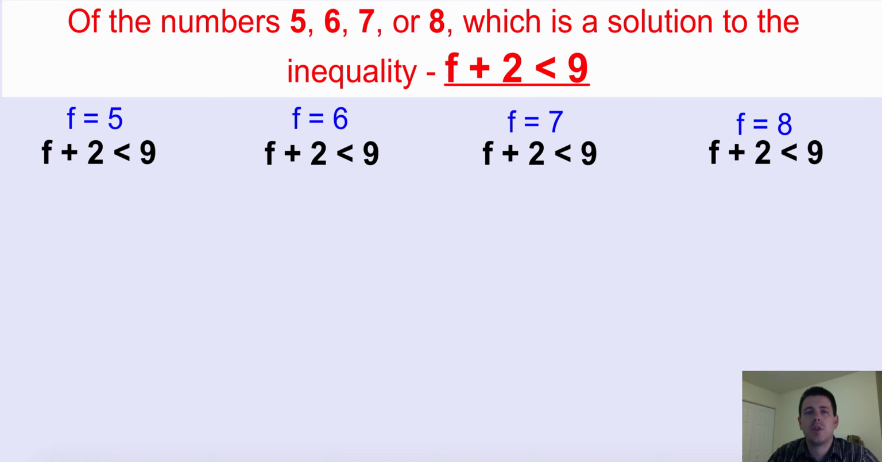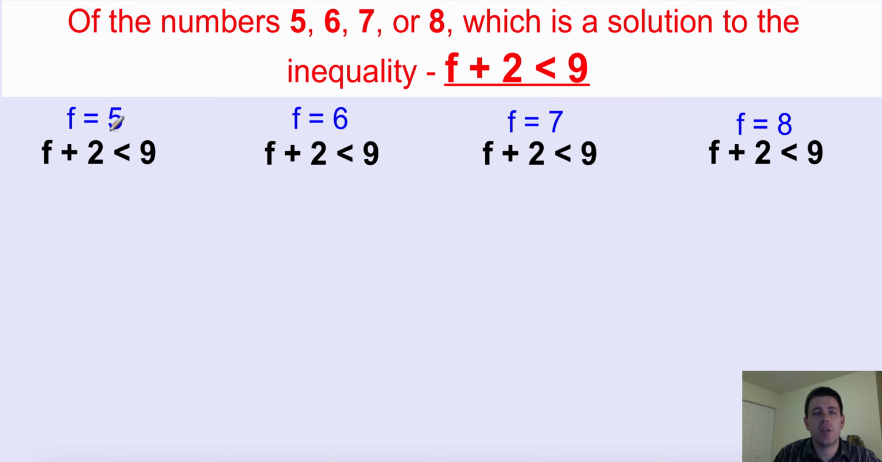All right, so let's go ahead and put this to use. Now we're actually going to see what numbers do work in an inequality. So here we have the inequality f plus 2 is less than 9. So into some number, when I add 2 to it, I want it to still be less than 9. One way to do it is to go ahead and check your solutions.